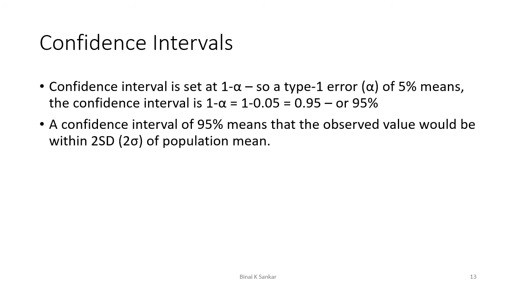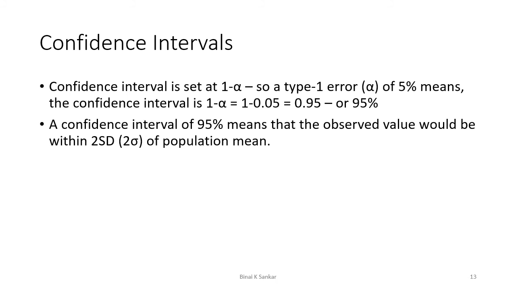So confidence interval is mathematically represented as 1 minus alpha. You know what alpha is? Alpha is type 1 error. So if you have a type 1 error of 5%, the confidence interval would be 1 minus 0.05, or 0.95, or 95%. This means that the observed value would be within 2 times the standard deviation of the population mean. We will not break our head over all this.